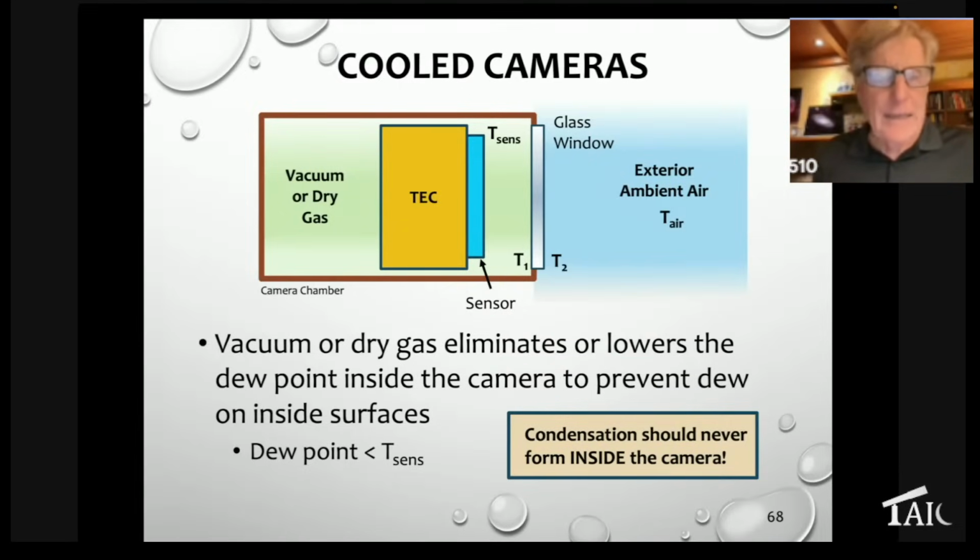The really high-end scientific cameras that are cooled to minus 100 C, the old CCD sensors, they often had a vacuum chamber. Those are, at least in the amateur community, pretty much disappeared. But the whole goal of all of that is to either eliminate the dew point with a vacuum or to reduce the dew point so low that it's well below the cooling capacity of the thermoelectric cooler, so that you should never get dew inside. And if you do, you've got a problem.